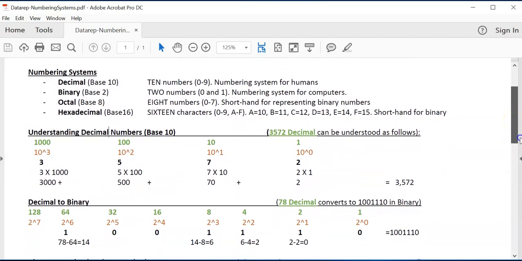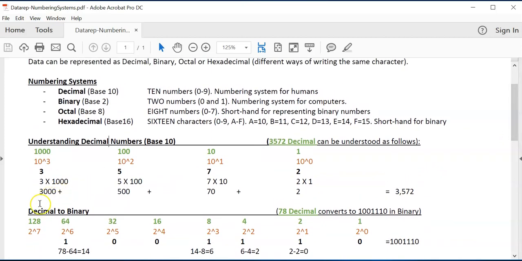Let's now go to the next step, where we are going to take decimal number and see how we can convert that to a binary number. So in decimal, we would have 0 through 9 numbers. And in binary, we just have 0 and 1. So let's take a small number and see how we can convert that.